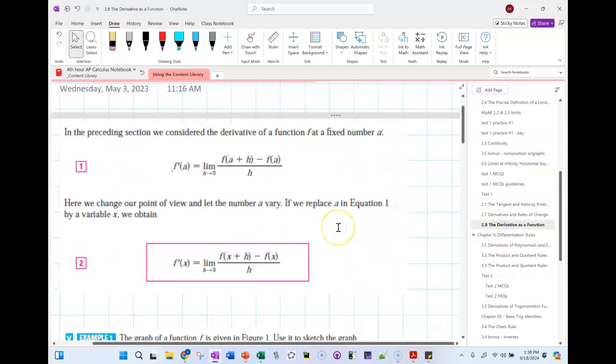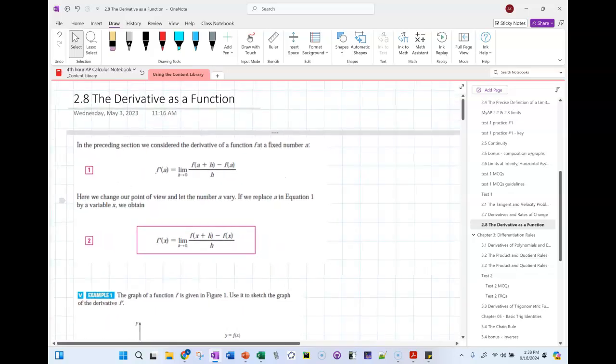Today, we're going to pick up in section 2.8.